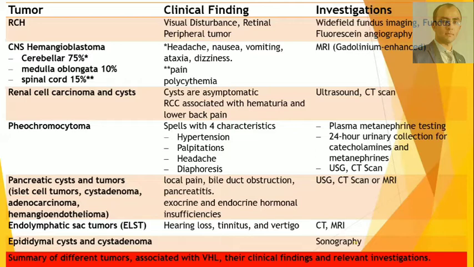Then the other most important associated tumor is pheochromocytoma, which presents with four characteristics: hypertension, palpitations, headache, and diaphoresis. For that, we need to go for plasma metanephrine testing or 24-hour urinary collection for catecholamines and metanephrines, and it can also be diagnosed on ultrasonography and CT scan. The other things, pancreatic cysts and tumors and endolymphatic sac tumors, are usually diagnosed with CT or MRI or ultrasonography.